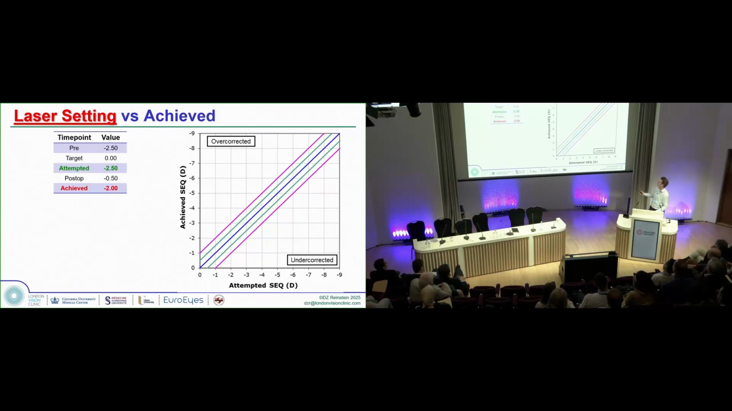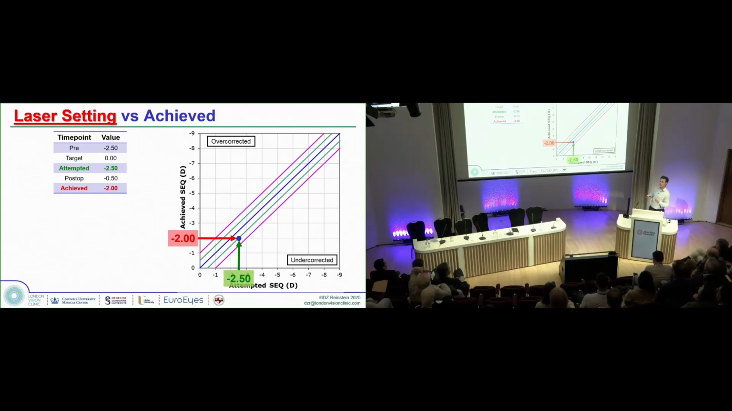So now we're plotting these on a graph. In this case the attempted correction is minus 2.5, and the attempted is the x-axis. So the minus 2.5 is on the x-axis, and in this example, the post-op was minus 0.5, so we've achieved less, so you've only achieved minus 2. And that's the y-axis. So when you plot that data point here, you can see that the blue data point is underneath the blue line, and the blue line is equality, so 1 to 1. What you're aiming for is what you get. So that's like sort of an undercorrection.